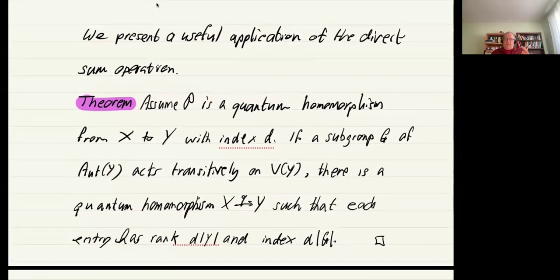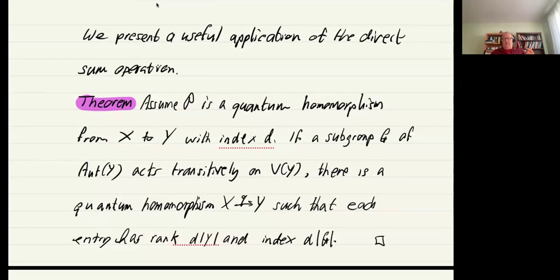And the other point worth bearing in mind is that the index of your quantum homomorphisms on the whole tends to be large. You'll see some of this coming up in the next result. Index 1 is just the bog standard homomorphisms, and index 2 is almost as trivial.